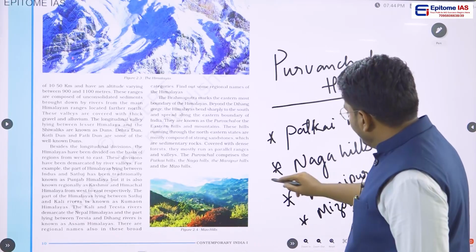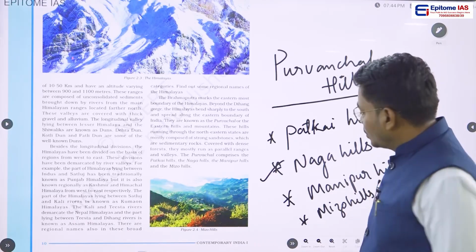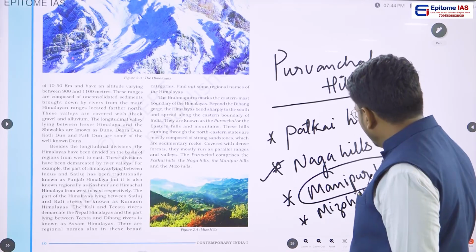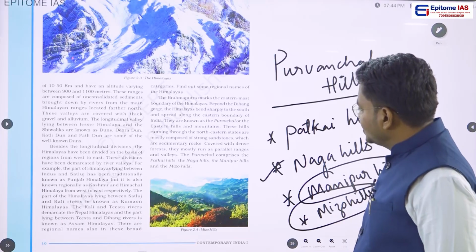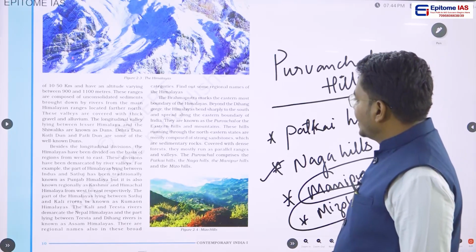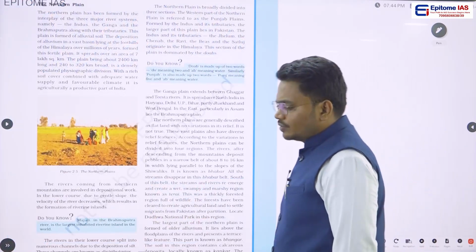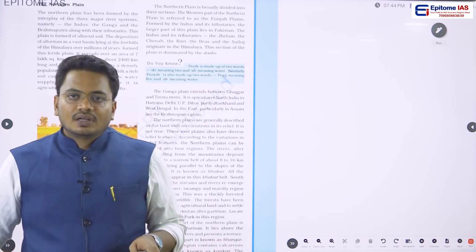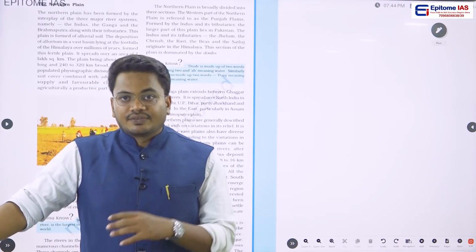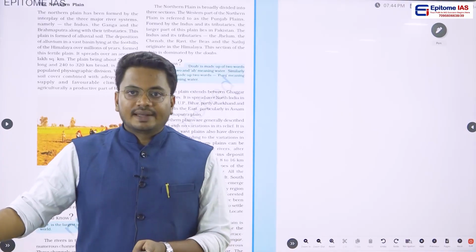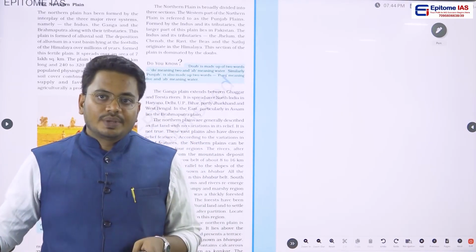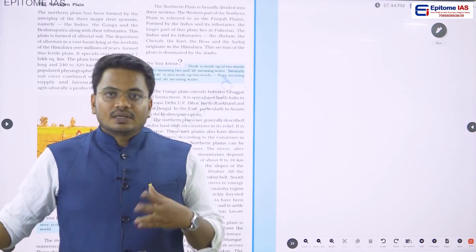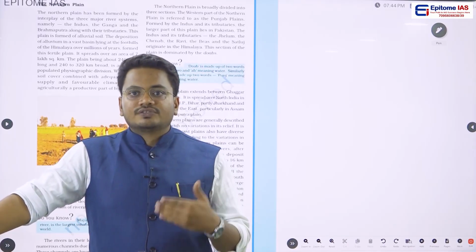If you see the Naga hills, in Nagaland these Purvanchal hills are called Naga hills, in Manipur we call them Manipur hills, and in Mizoram we call them Mizo hills, right. So, that is regarding the mountain ranges present in the northernmost direction of India. We are calling these mountain ranges the Himalayan mountains. Now, in the next video we will be continuing with these physical features. We will be seeing the northern plains and peninsular plateau.